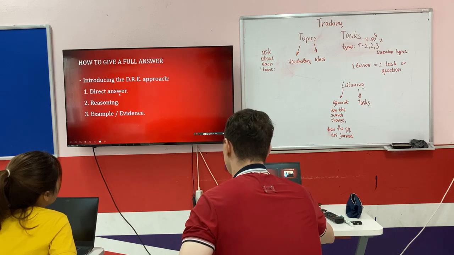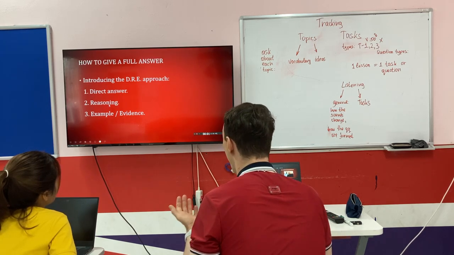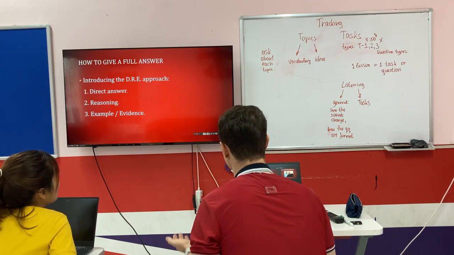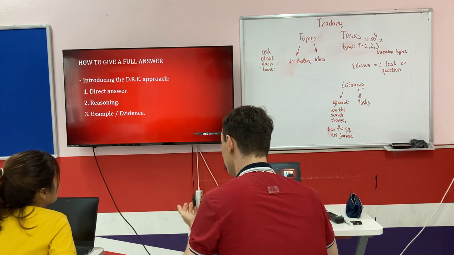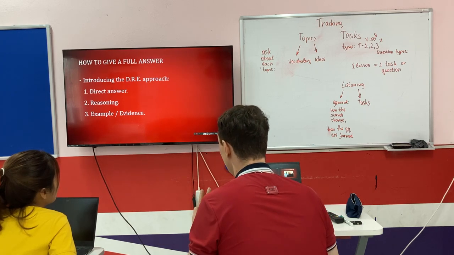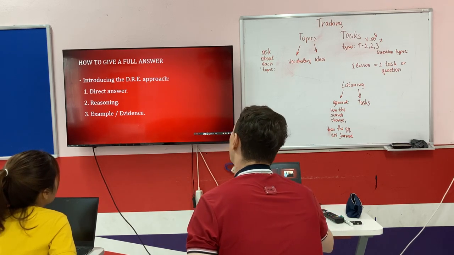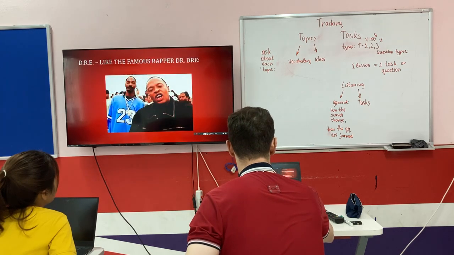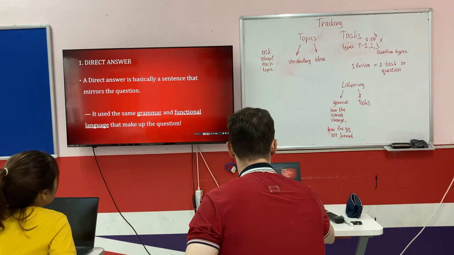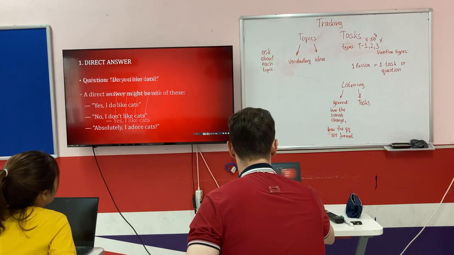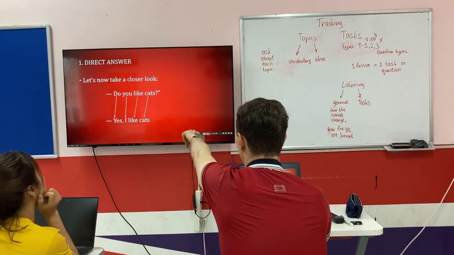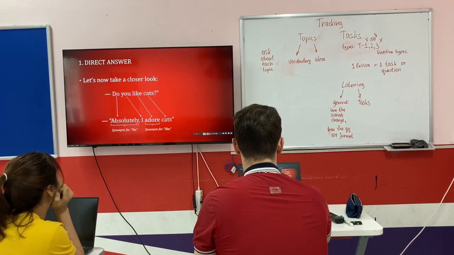You make a direct answer. Then you say why, the reason. Why do you like cats? Do you like cats? Yes, I do, because they're cute. This is already something. And number three, the third part of the plan, example. Make a story about cats. Again, this is for students. So this is the direct answer. Why is it important? Because it mirrors the question. Okay, this is simple stuff.